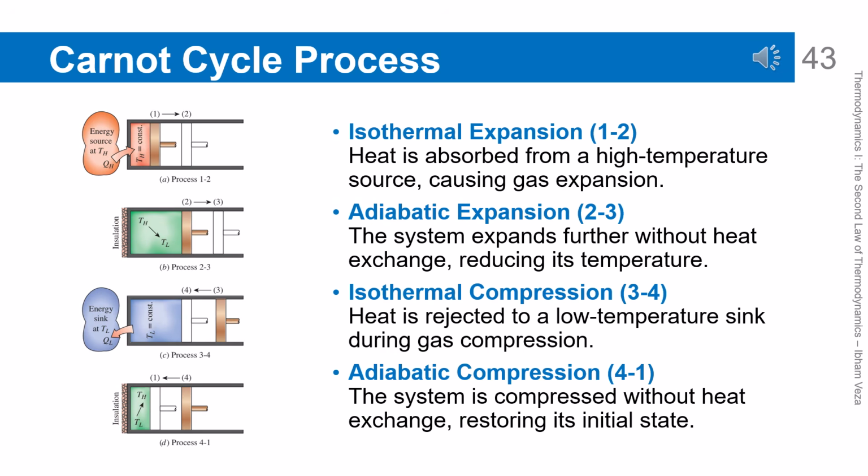Carnot cycle execution. The Carnot cycle consists of 2 isothermal processes and 2 adiabatic processes. During isothermal expansion, the system absorbs heat from the hot reservoir. During adiabatic expansion, the system continues to expand without heat exchange, and its temperature decreases. During isothermal compression, heat is rejected to the cold reservoir. Finally, during adiabatic compression, the system returns to its initial state.